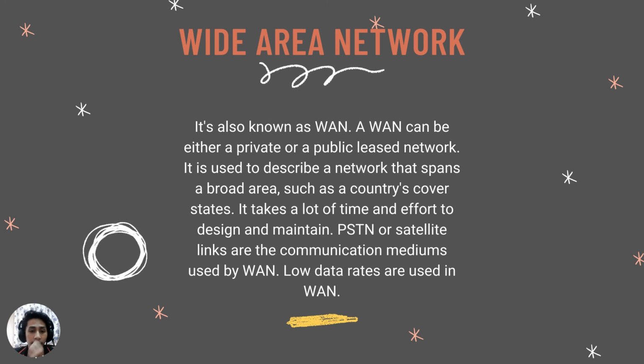The third one is Wide Area Network. It is also known as WAN. A WAN can be either a private or a public network. It is used to describe a network that spans a broad area, such as a country or states. It takes a lot of time and effort to design and maintain. PSTN or satellite links are the communication mediums used by WAN, and low data rates are used in WAN.